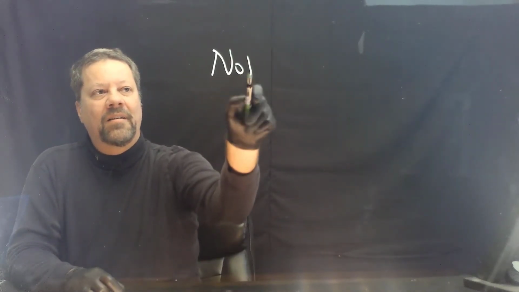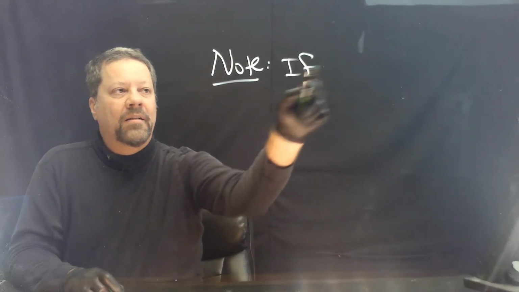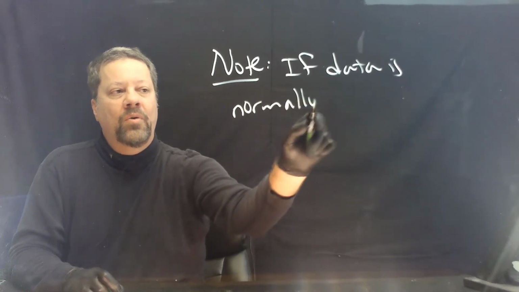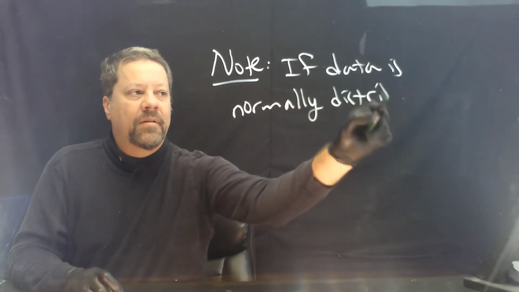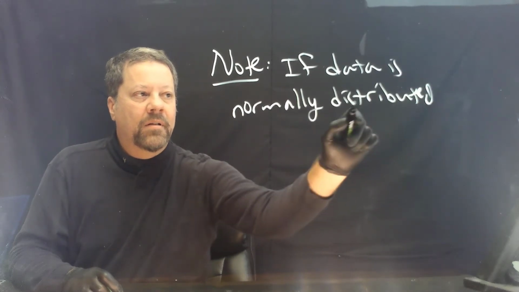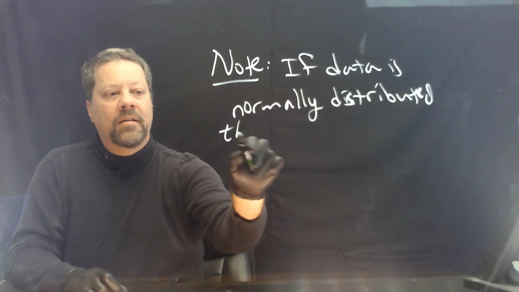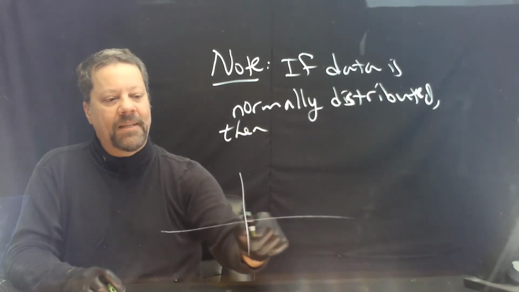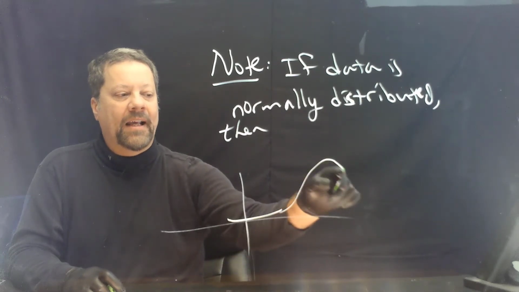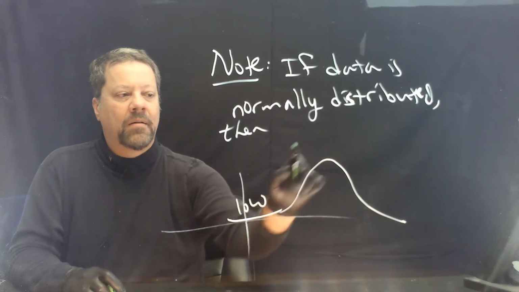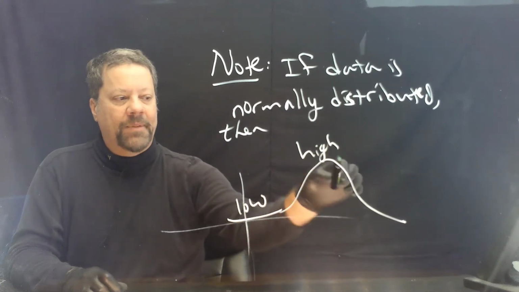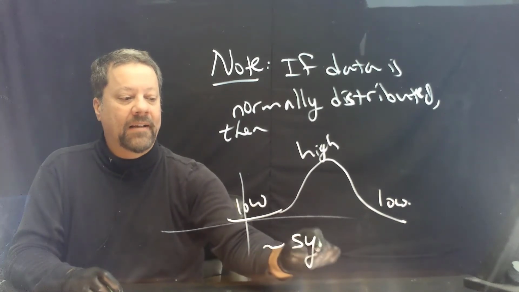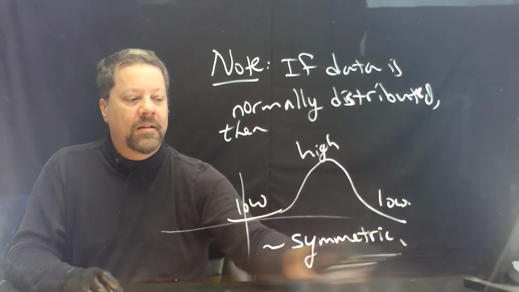Note, if data is normally distributed, then if you were to graph the distribution of the data points, they would typically go from low to high and then low again. A lot of data piled up in the middle, low on both endpoints, and approximately symmetric.